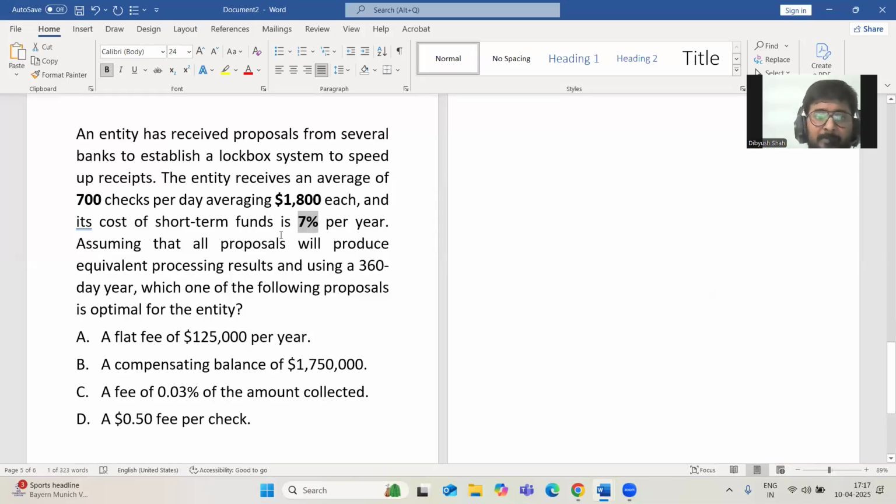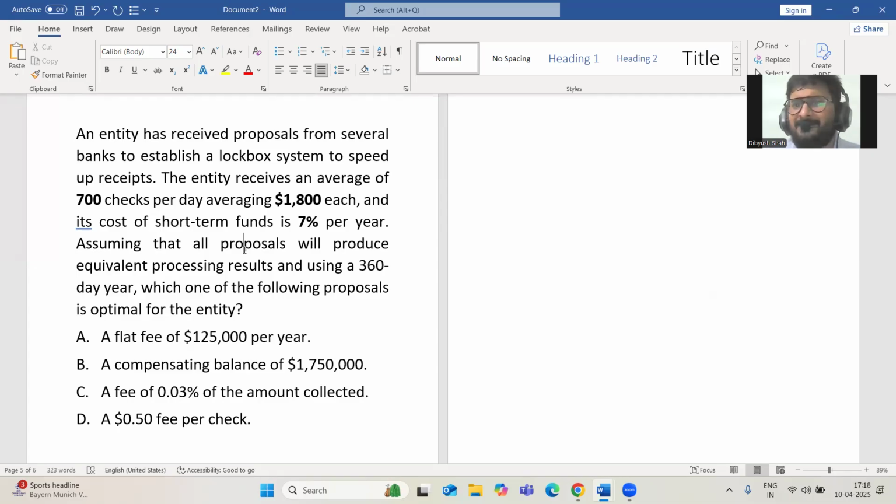Assuming that all proposals will produce equivalent processing results, that means all of A, B, C or D, different banks, will give the same processing results. Means if A is reducing the collection time by 2 days, B also the same, C also the same, D also the same. So that is the first assumption. They are telling that everybody is giving you the same amount of benefit. They will reduce by the same amount of days. And using a 360-day year, which one of the following is optimal for the entity?